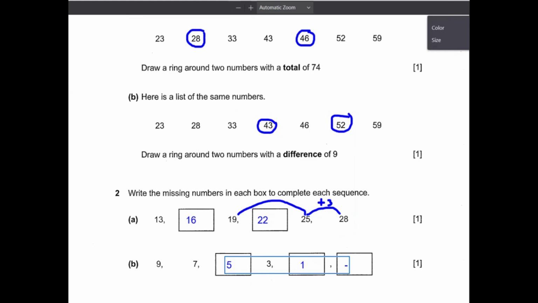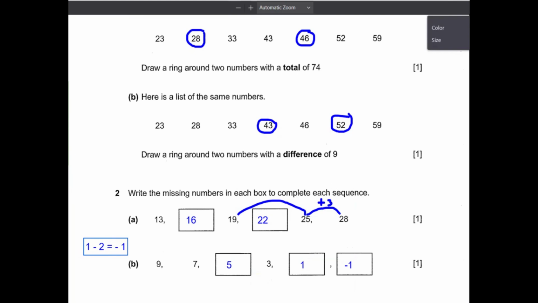1 minus 2: the two numbers have different signs, the greater absolute value is 2, and the sign of it is negative. You find the difference between the two numbers is 1, so the answer is negative 1.